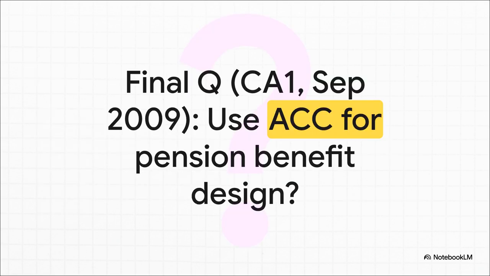And for our final challenge, a question that pulls every single thing we've talked about together. Discuss how the actuarial control cycle could be used in relation to the benefit design for a new pension scheme. A killer answer here would just walk right through the cycle. You'd start with specifying the problem. What are the sponsor's goals? What does the workforce look like?